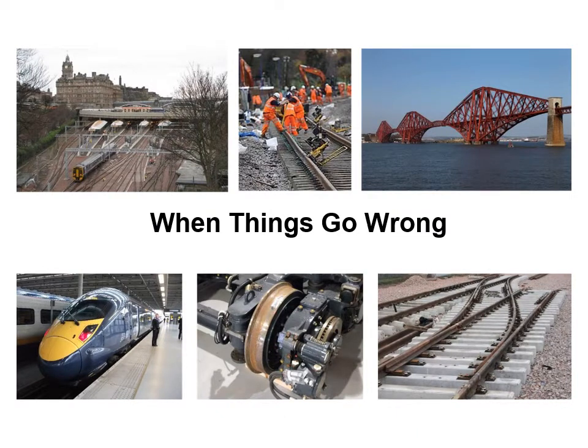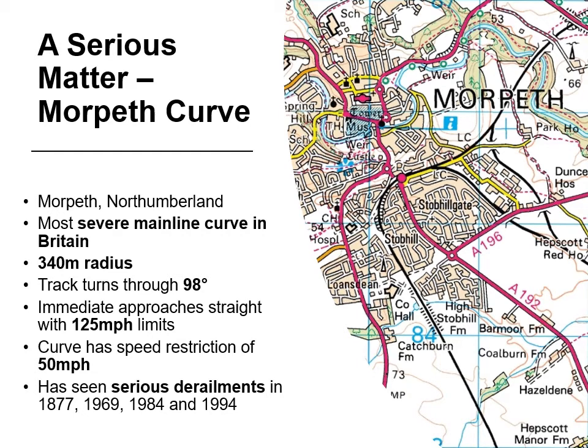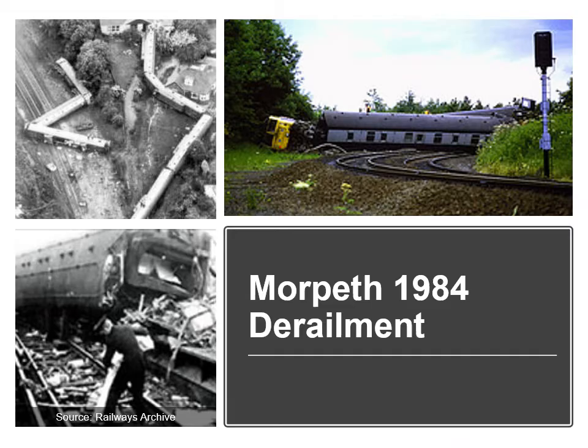So now we'll have a look at what happens when things go wrong with cant. One of the most severe mainline curves in Britain is in Morpeth in Northumberland. It's a 340 metre radius. The track turns through 98 degrees. The immediate approaches are straight lines with 125 miles per hour speed limits. The curve has a speed restriction of 50 miles per hour, I think, and has seen serious derailments in 1877, 1969, 1984, and most recently in 1994.